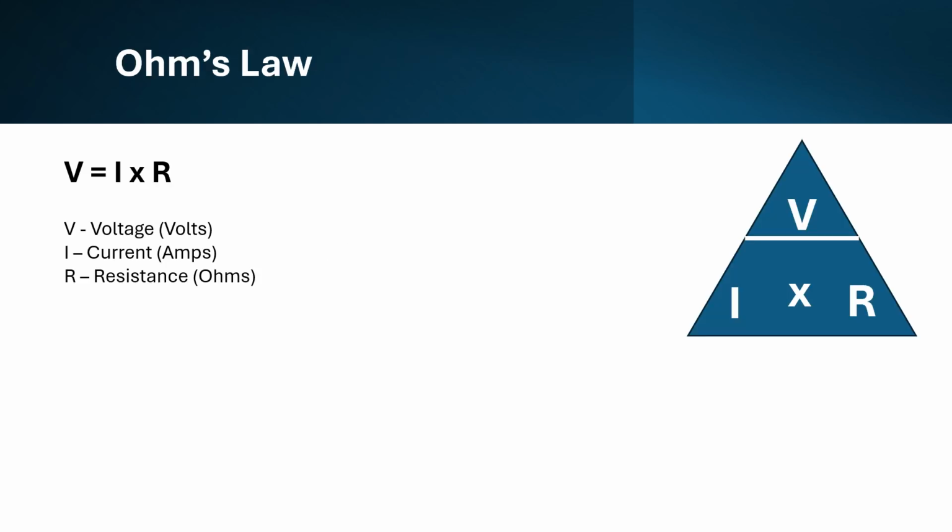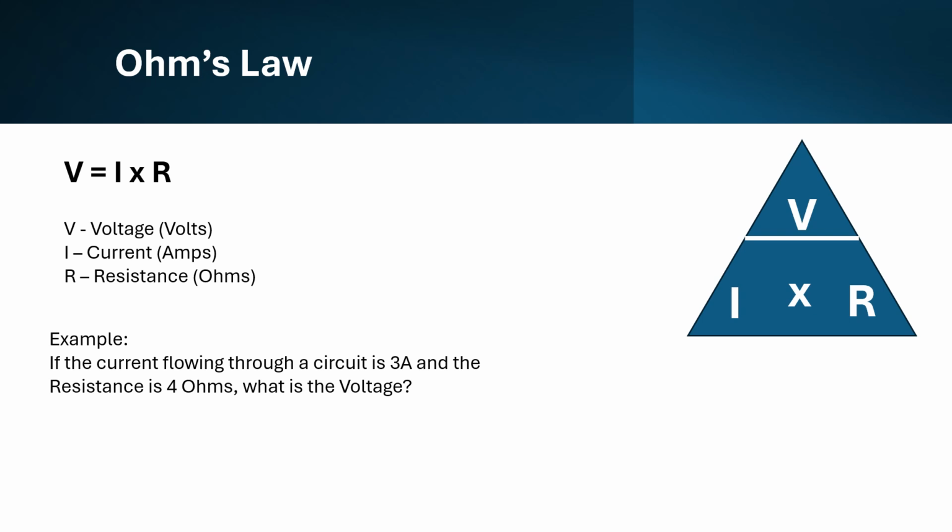So Ohm's law: voltage equals current times resistance. Voltage is measured in volts, current is measured in amps, often using an ammeter, and resistance is measured in ohms. For example, if the current flowing through a circuit is 3 amps and the resistance is 4 ohms, what is the voltage? Using the triangle, if we want the voltage, we're left with current times resistance, current being denoted by I. So the answer would be 3 times 4, which is 12 volts.